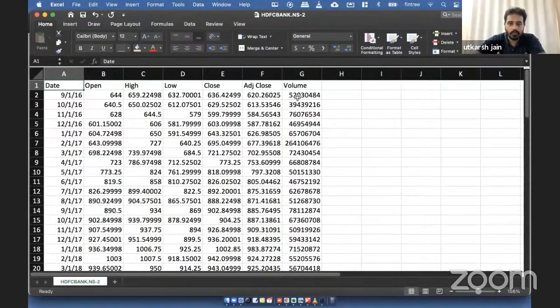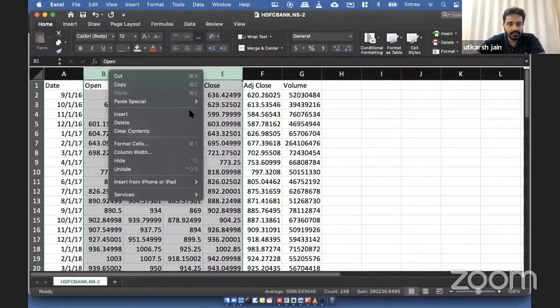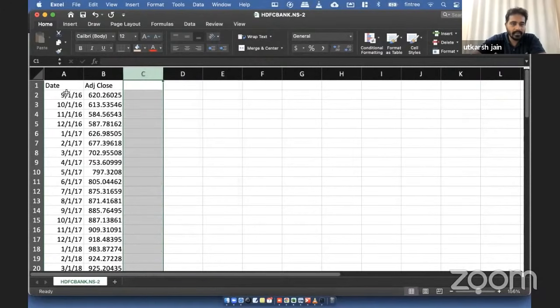Open, high, low, close, adjusted close, volume. I think I'm just going to stick to the adjusted close prices. So I'm going to delete all of this extra data that we have. Neither do we need volume. We just need dates. We just need prices.